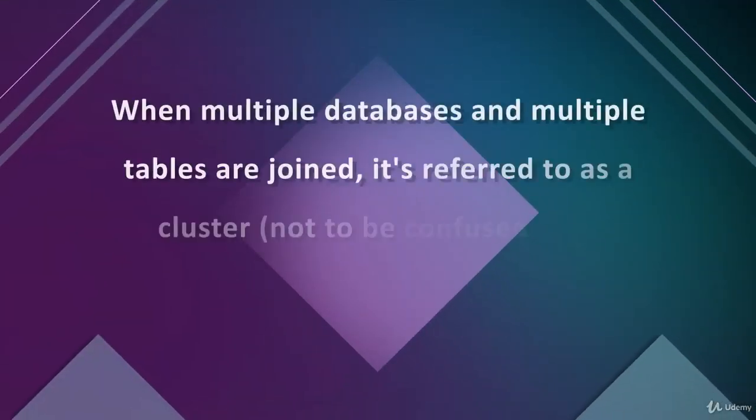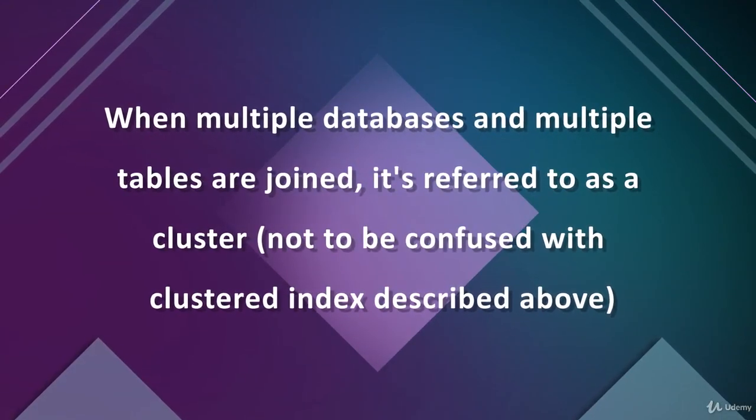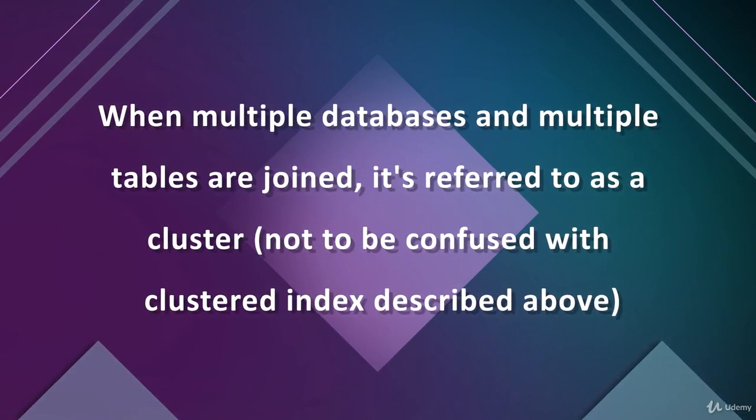When multiple tables are joined, it's referred to as a cluster, not to be confused with the clustered index described before this. The records for the tables sharing the value of a cluster key shall be stored together in the same or nearby data blocks. This may improve the joins of these tables on the cluster key, since the matching records are stored together and less I/O is required to locate them.